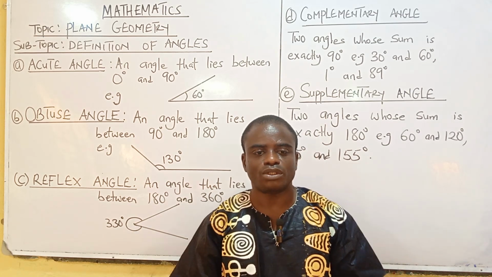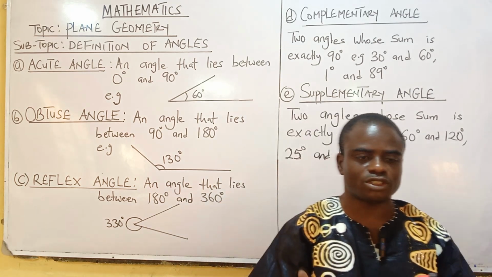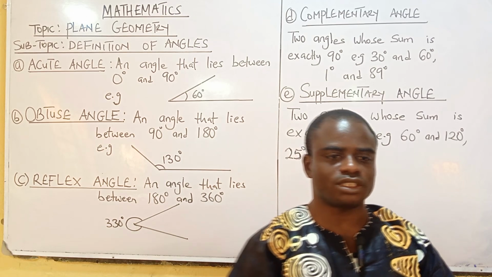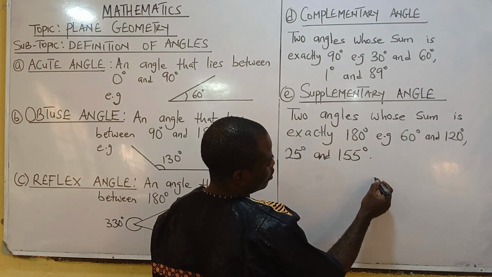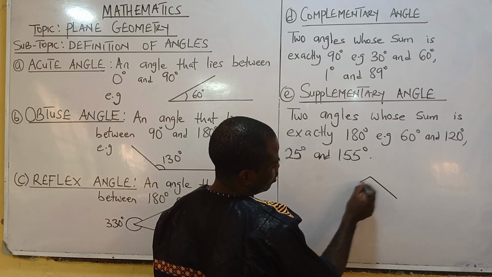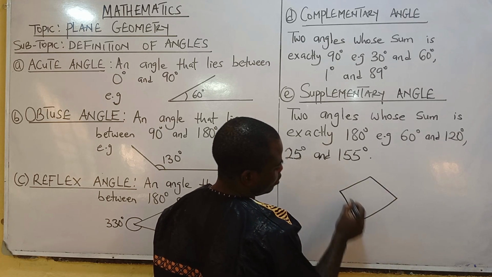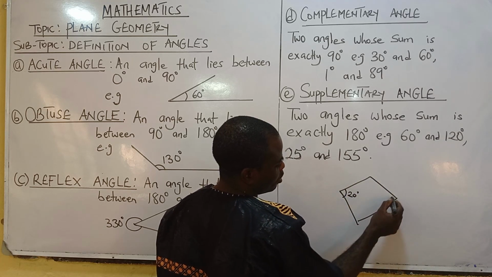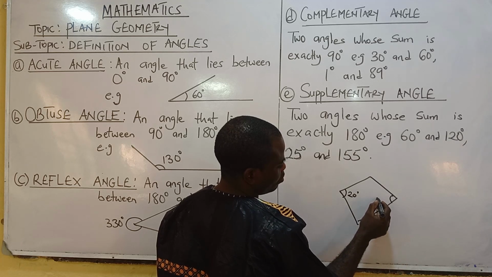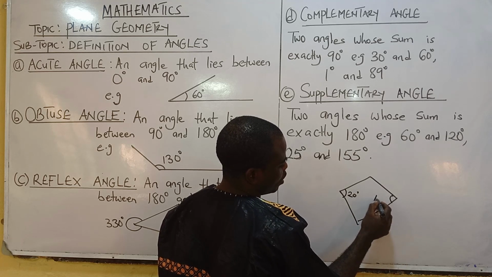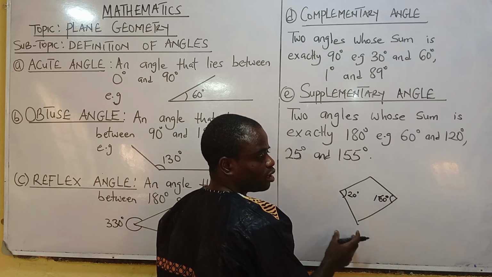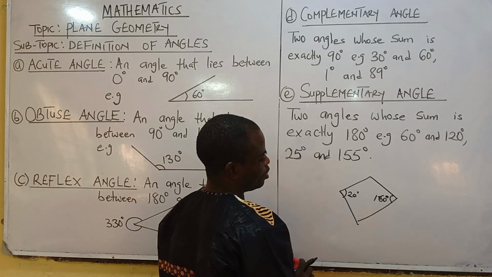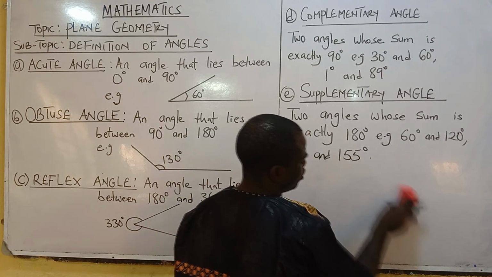Now let's go to supplementary angle. Supplementary angles are those angles that when you add them together it gives you 180 degree. Now let's just say you have angles facing each other. You have this angle to be 20 degree, and you have this one to be 160 degree. When you add them together it gives you 180 degree. That's supplementary angle. They are supplementary angles.